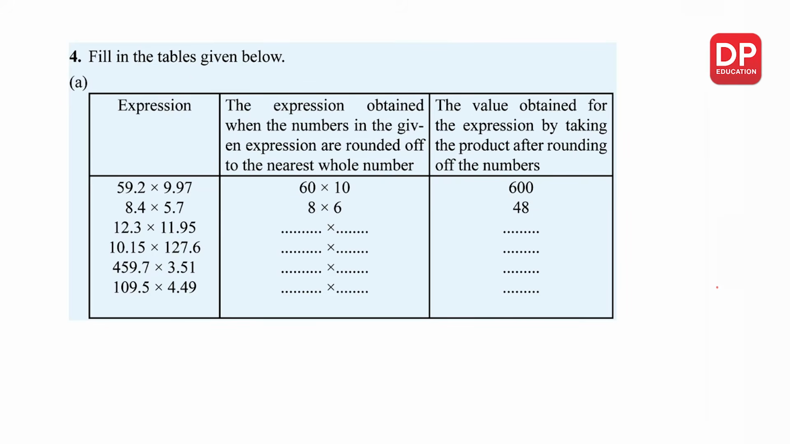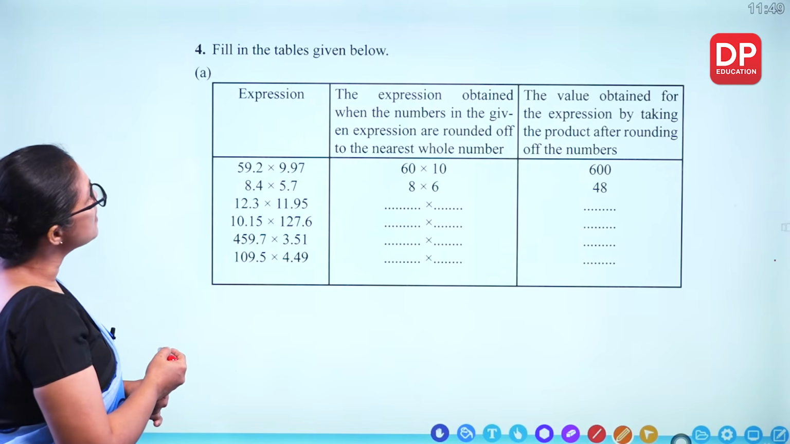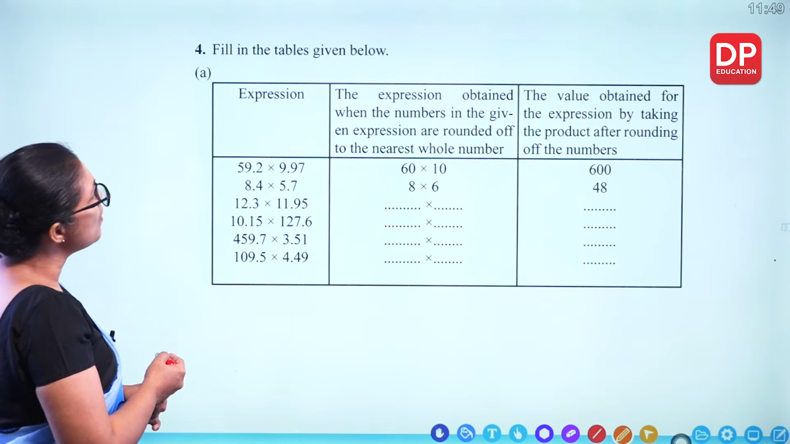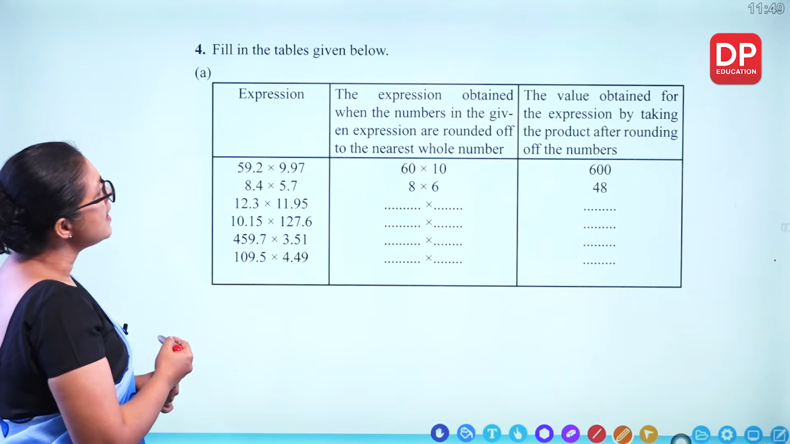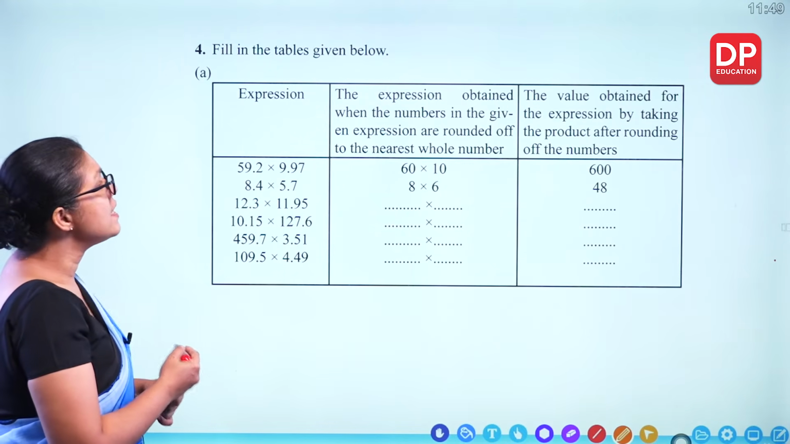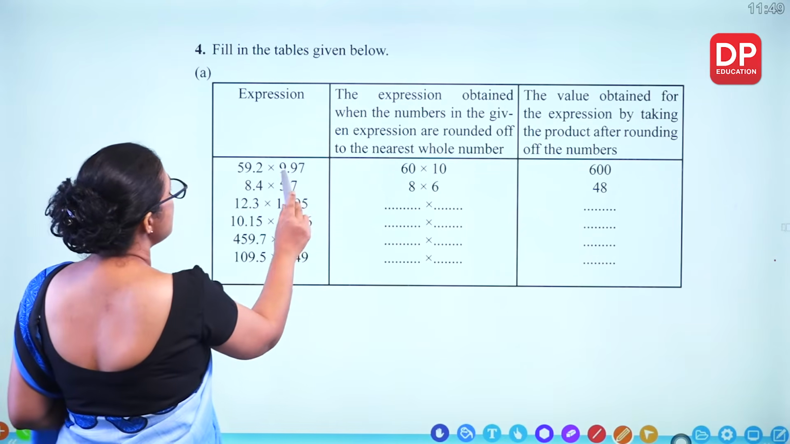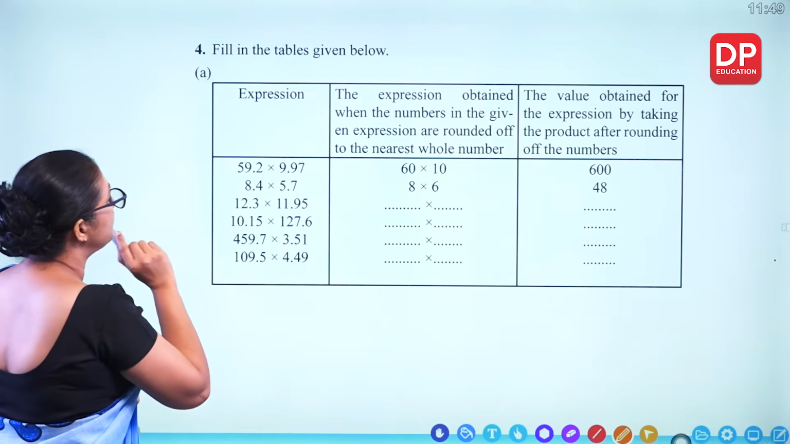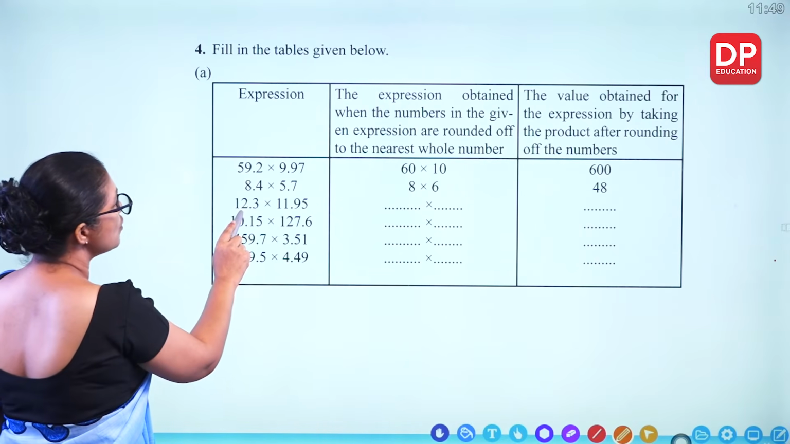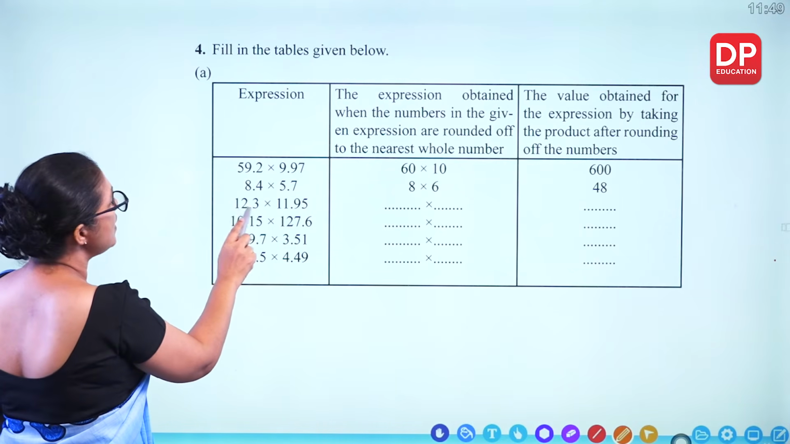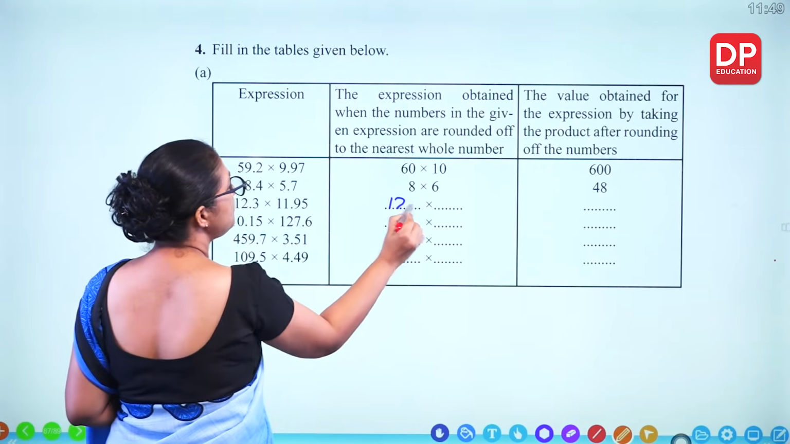Fill in the tables given below. So the expression is given, that's multiplication. The expression obtained when the numbers in the given expression are rounded off to the nearest whole number. This is 60, 10 done for you, 8, 6. Then rounded to the nearest whole number, this becomes 12.